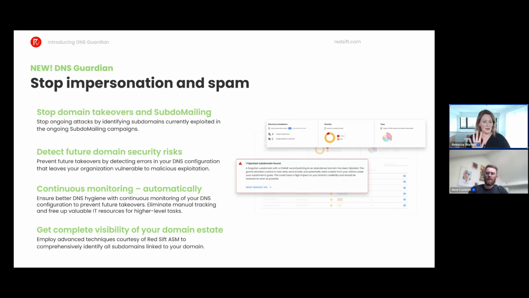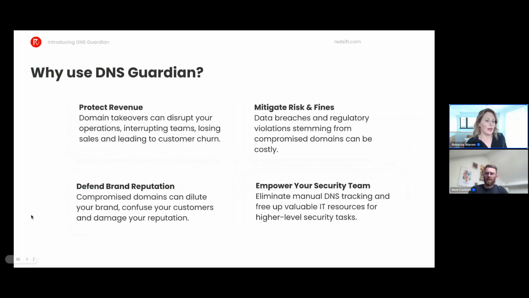I'm going to pass the floor back over to you, Reid. There's some other questions on pricing and packaging, which we'll get to in a minute. But I had to jump in on that one, Reid. But let me get back to you to talk about why use this, and then we'll get into the demo, into the good stuff.